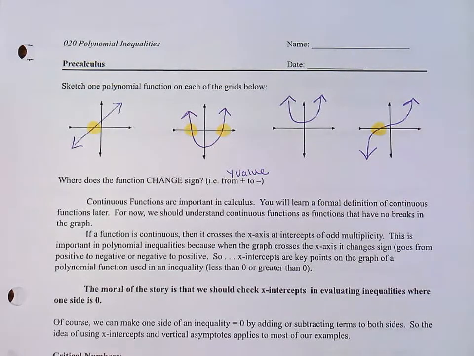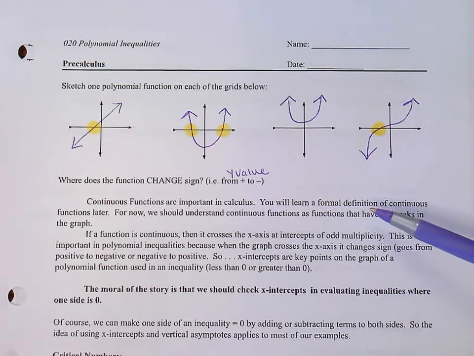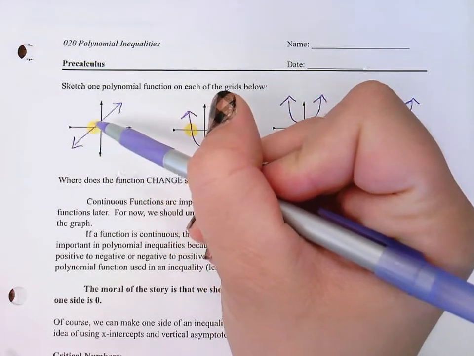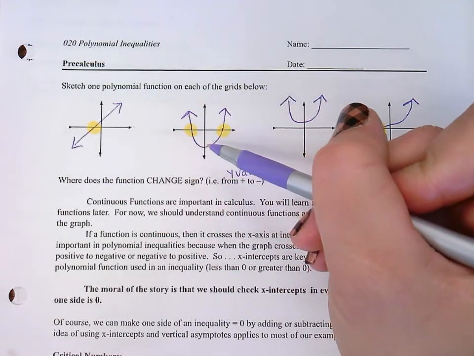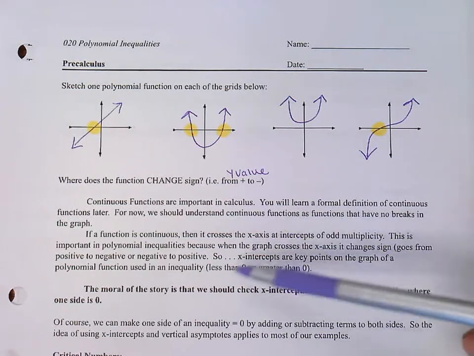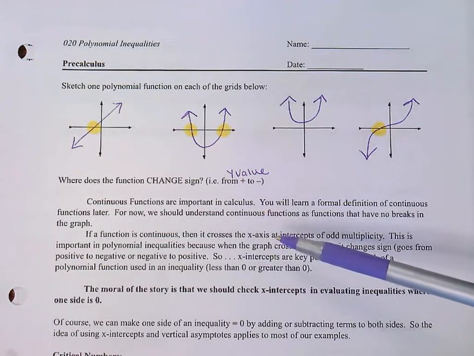So the big idea here is that continuous functions are important in calculus. You will learn a formal definition of continuous functions later, but now all we have to understand is that continuous functions have no breaks in the graph. So when I draw this, I keep my pencil down the whole time and I never pick it up. Same thing over here. Those are continuous functions.